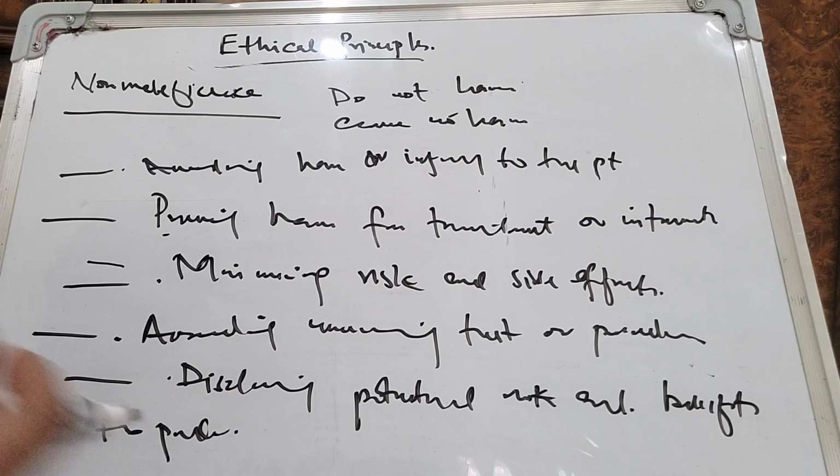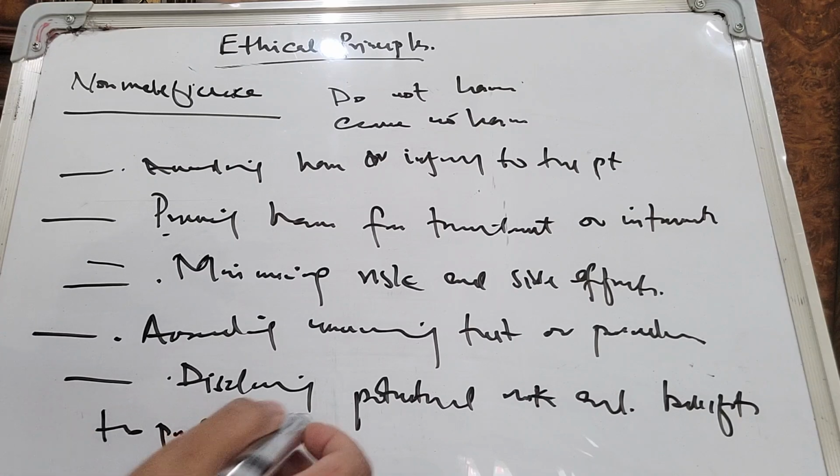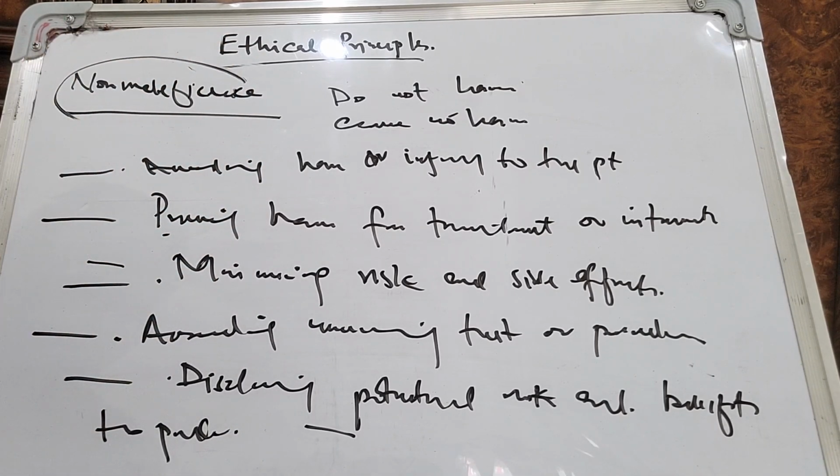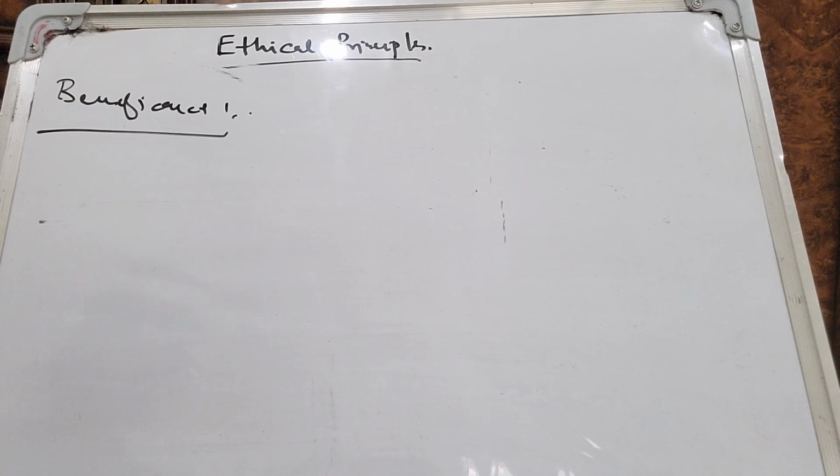Avoiding unnecessary tests or procedures. If there is no need for the test or procedure, there is no need to do it for the patient's diagnosis. Disclosing potential risk and benefit to the patient. For example, if the doctor is doing any surgery or procedure, it is our responsibility to explain everything to the patient, what the potential risk is and what the benefit of the procedure is. This is the patient's right. So that is non-maleficence.